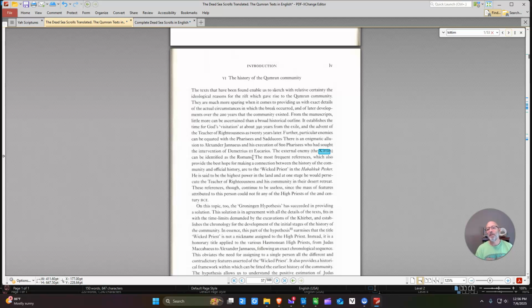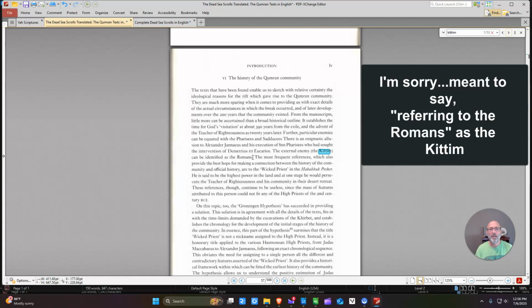If that's a broad statement, as many have come to believe, and you'll see in other books, in general people tend to associate the Kittim with the Romans for good cause, especially if you stay in the scriptures, and I'll explain that in a moment. But here he's saying the external enemy can be identified as the Romans. I will say, however, I don't think it's that simple, not even close. And if he's referring to a passage in the Habakkuk Pesher, which is the Habakkuk commentary, I do think they're referring to the Kittim there.